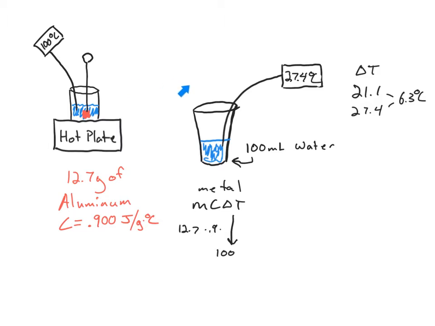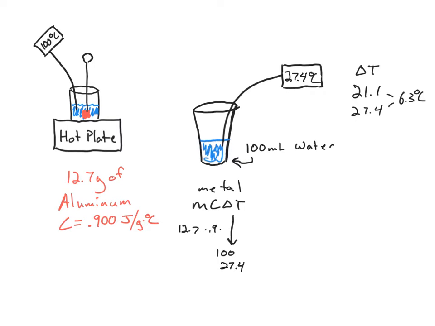Because when we move the hot piece of metal to here, we can assume that they're going to equalize at the same temperature, right? So the hot piece of metal is going to give off its heat, the water is going to warm up, and they're going to be at the same temperature at the end. And so what's the final temperature of the piece of metal? Well, it's going to be 27.4, right?